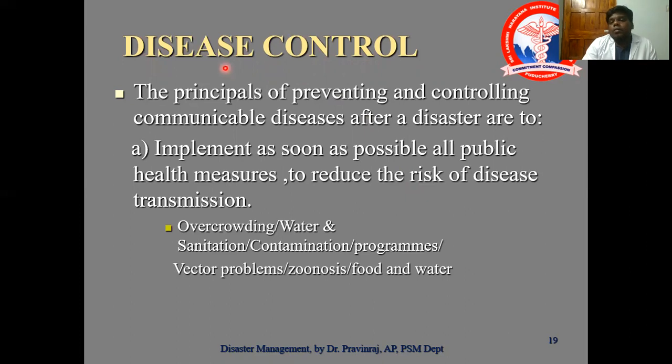Then something called disease control. This is very important because the disaster site itself is going to be very vulnerable. So we have to be careful to do disease control, and all the epidemiological activities should be done. The principle of preventing and controlling communicable disease after disaster is to implement as soon as possible all public health measures to reduce the risk of disease transmission. How will the disease be transmitted? Because there will be overcrowding, cross contamination of water, and less sanitation. Why are people not going to take a bath? Because there won't be proper water supply. Also, the already existing health programs cannot be run on the particular site because of the damage to health centers, and people are also in the disaster site.